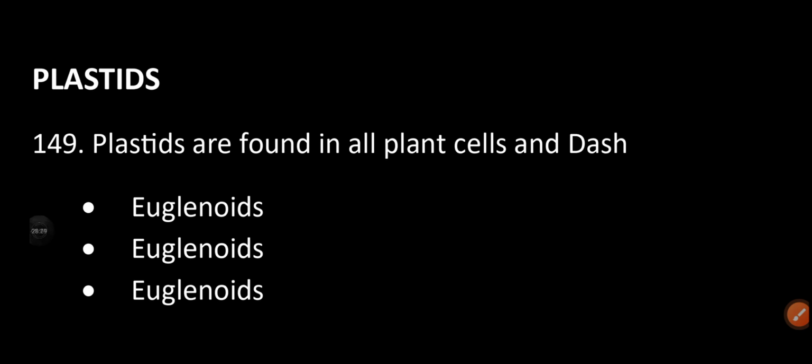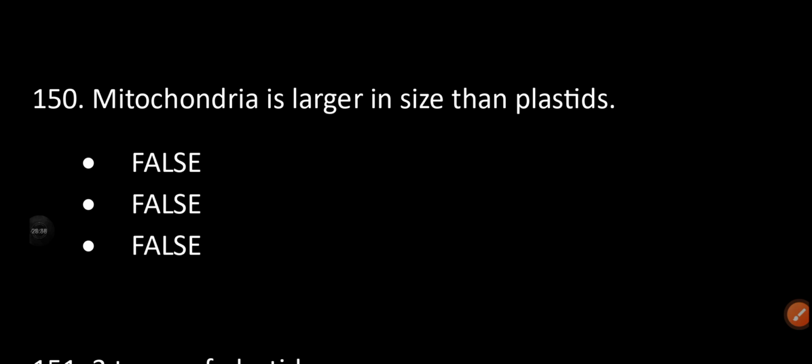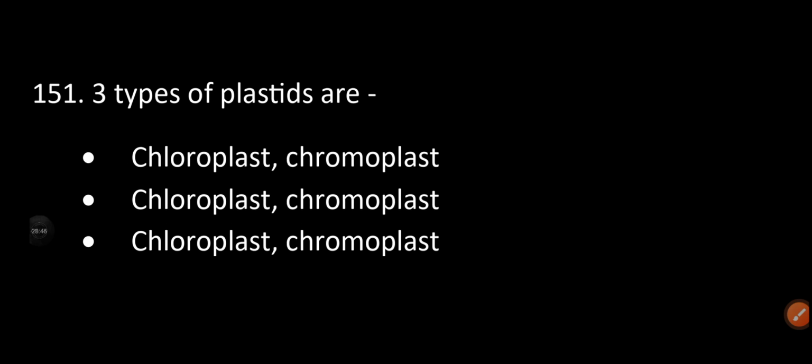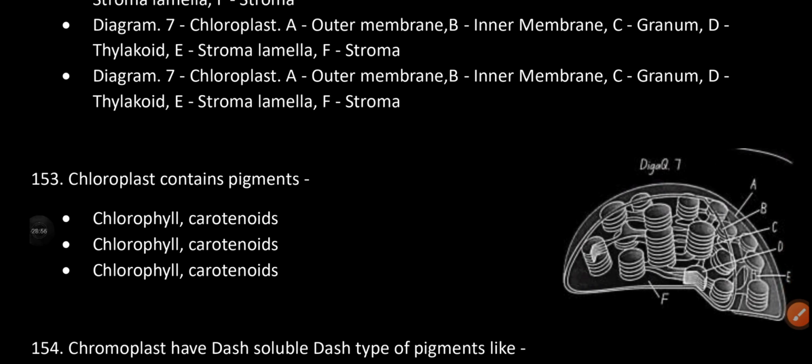Plastids are found in all plant cells and euglenoids. Mitochondria is larger in size than plastids. False. Three types of plastids are chloroplast, chromoplast, and leucoplast. Identify the type of plastid shown in diagram 7, label A to F.